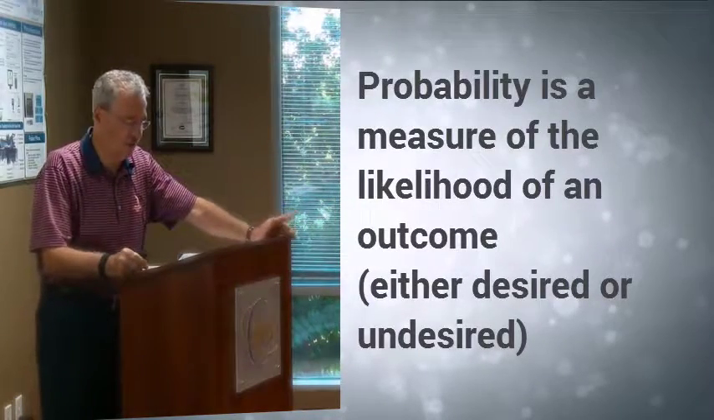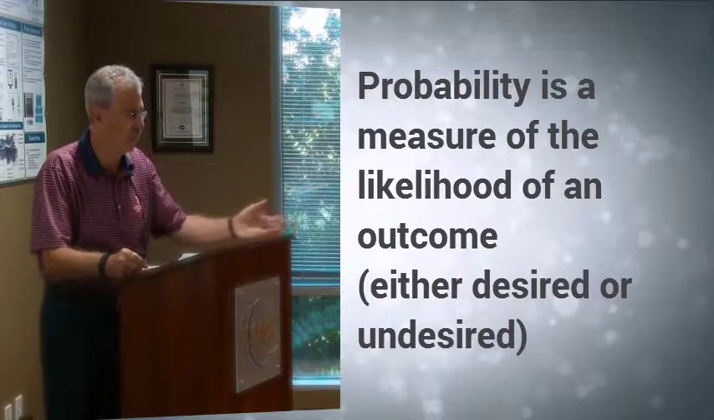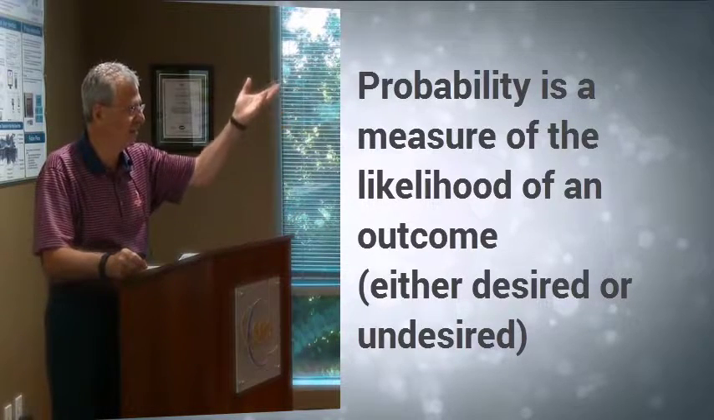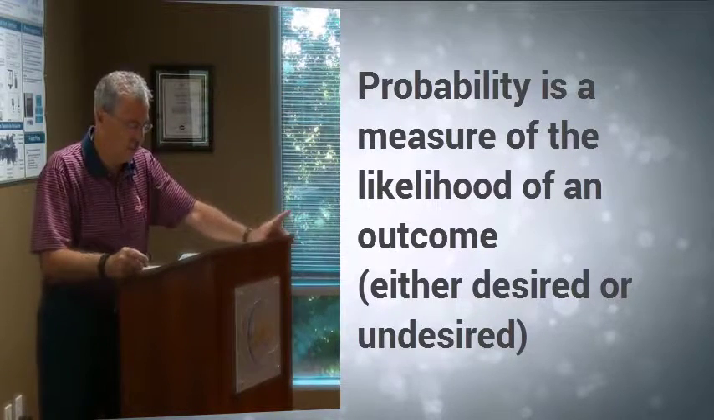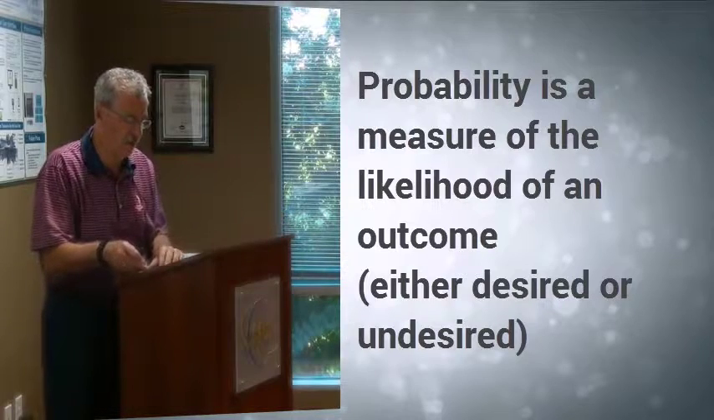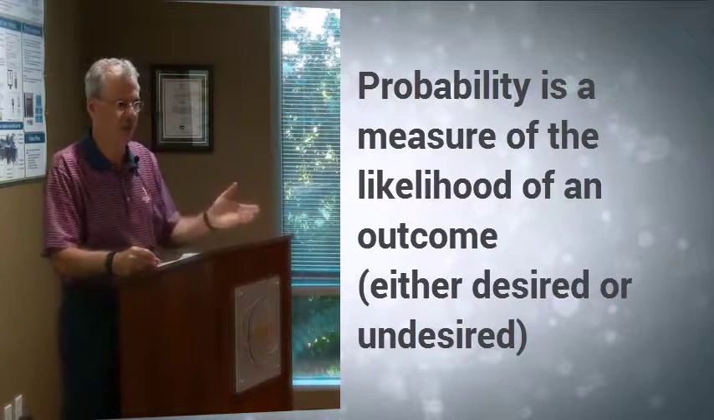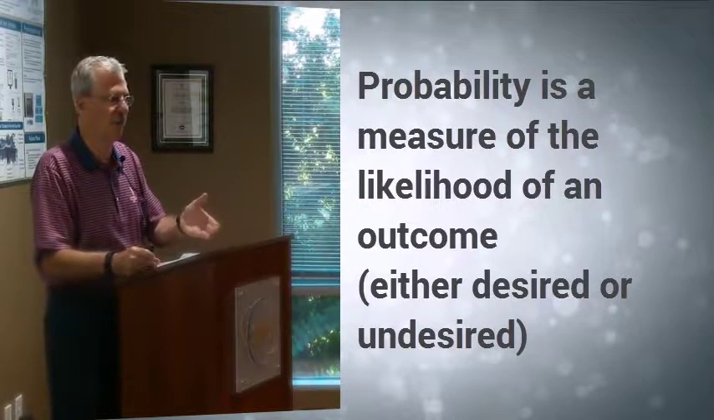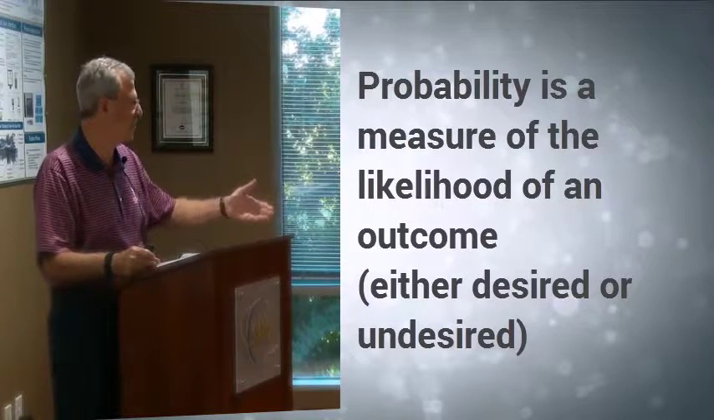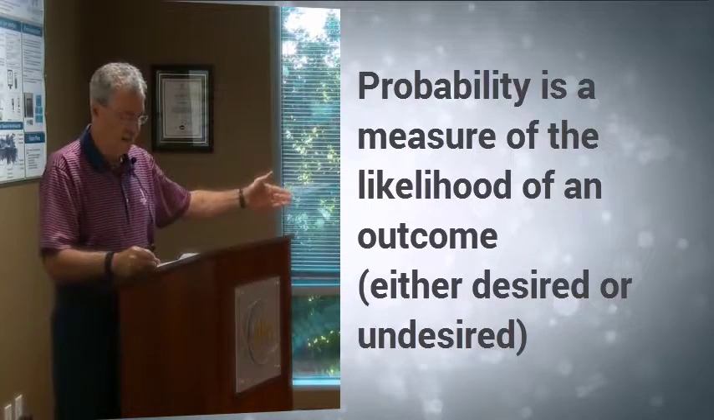Probability is a measure of likelihood of an outcome. What's the probability of a head in 50 tosses? Probability is a measure of the likelihood of an outcome, either desired or undesired. I could say, what's the probability of a forced outage? That's an undesired outcome. It's a measure of risk.